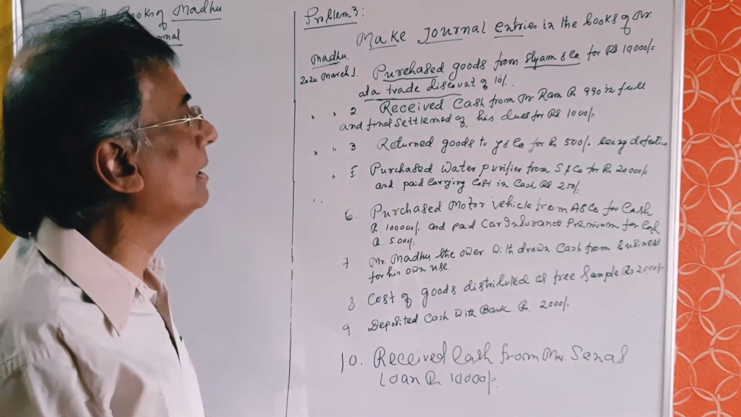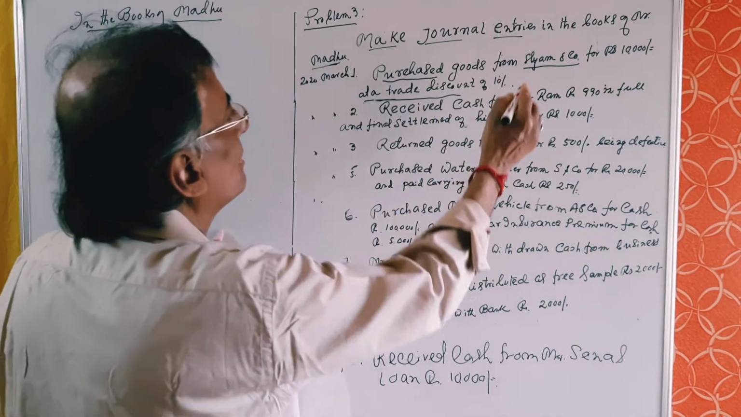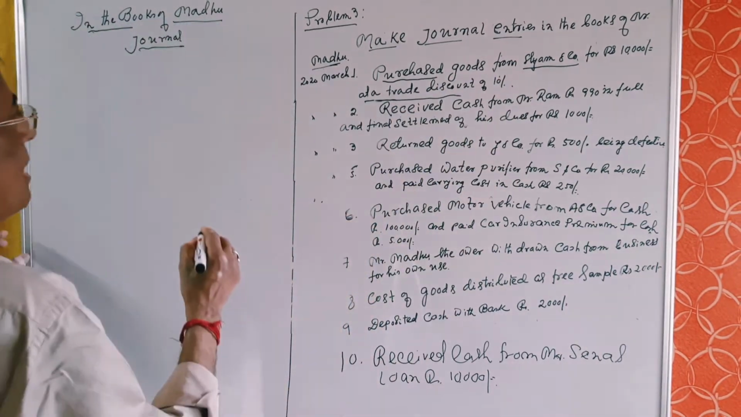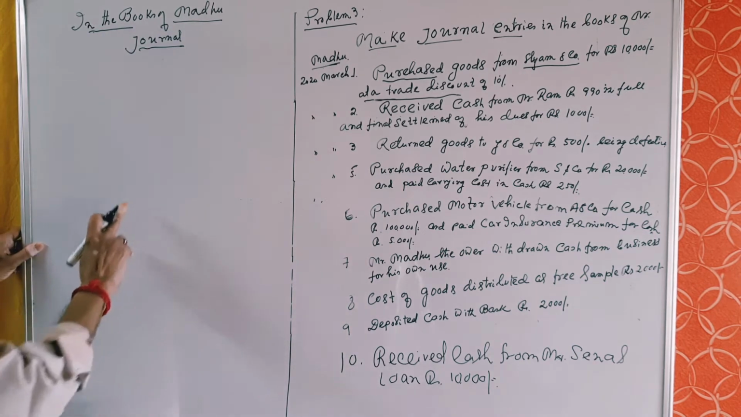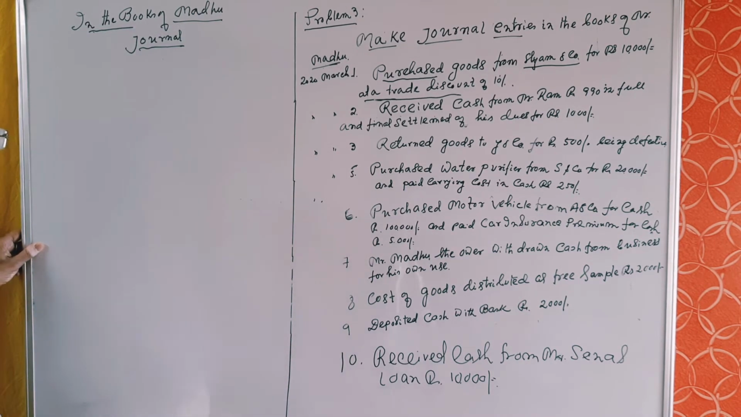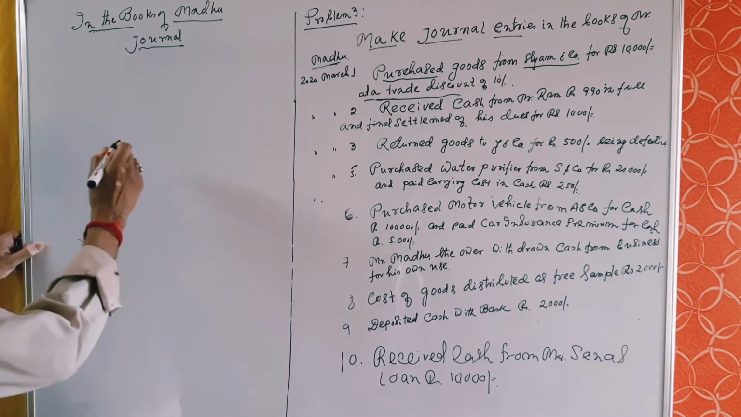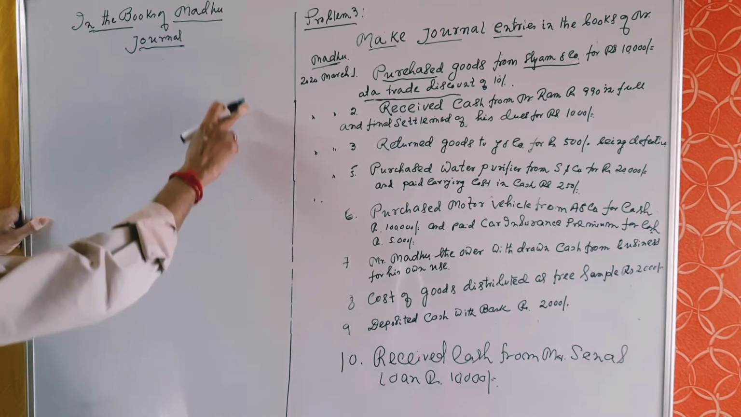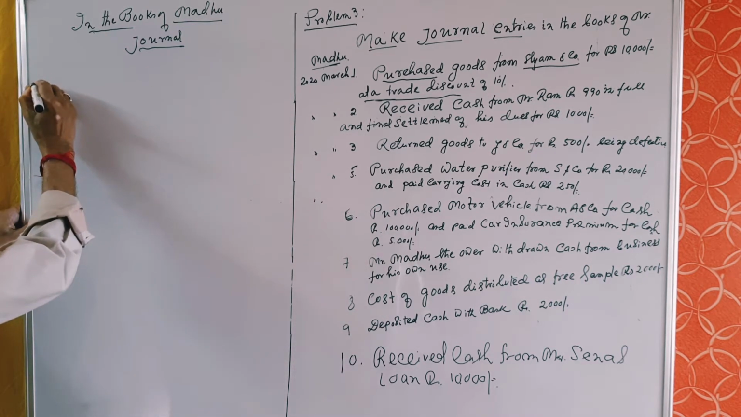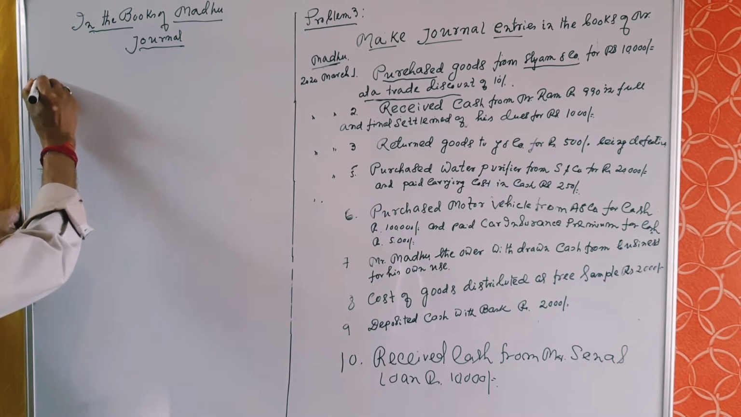So what will be the entry in the books of Mr. Madhu dated March 1? I am not showing the format here because you are now well acquainted with the format of the journal. So I am simply recording the journal on the whiteboard in the form of debit and credit with the amount column. Date: March 1, 2020.